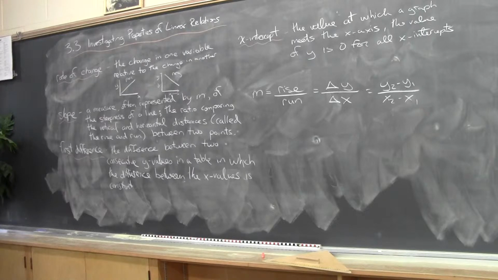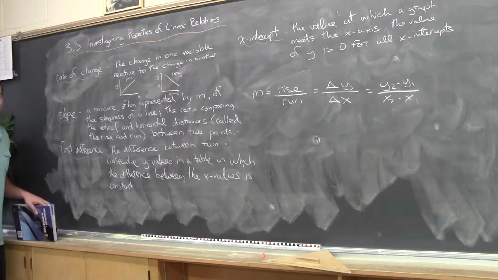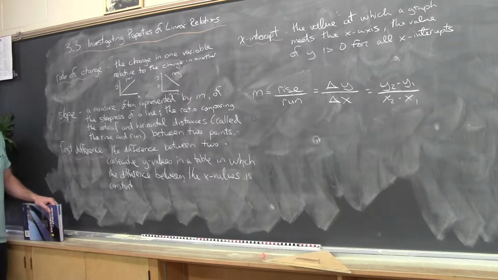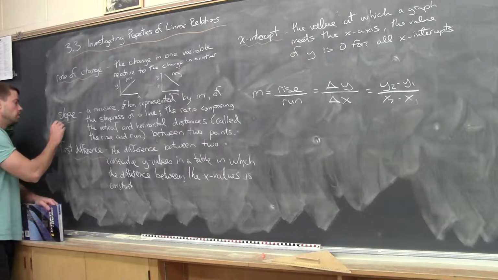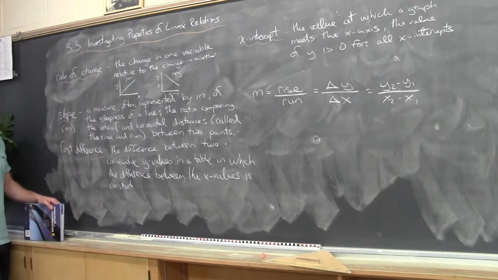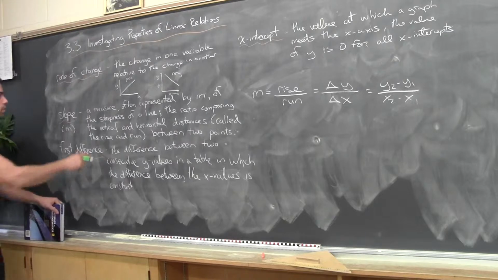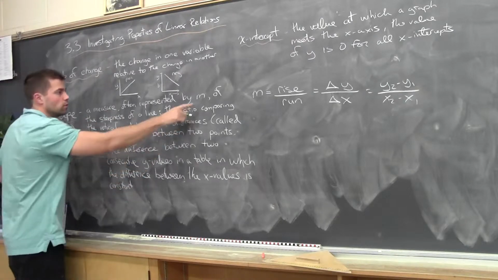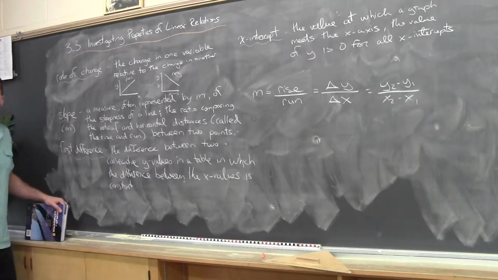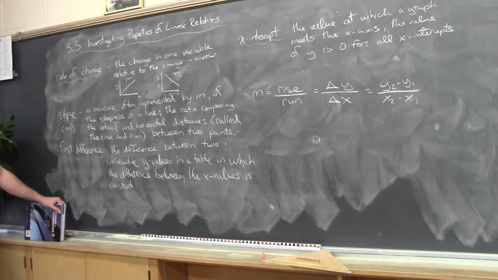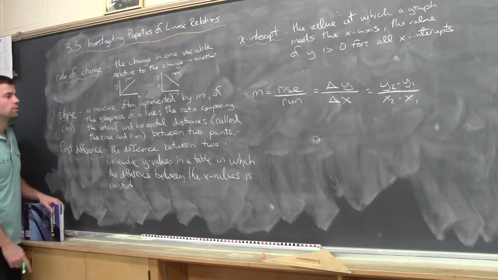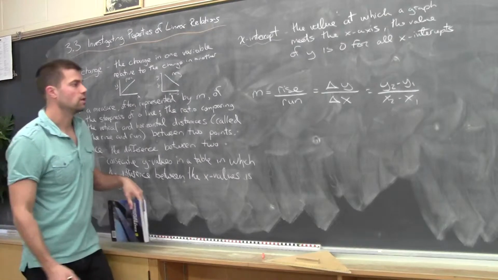Okay, so very similar to rate of change, we have a measure called slope. This is very important. You're going to see this a lot. They use the letter m for some reason. I'm not sure why they use m instead of s, but they say a measure, often represented by m, so it's always the little letter m, never the capital, of the steepness of a line. So the ratio comparing the vertical and horizontal distances, called the rise and run, between 2 points. Okay, what does that mean?